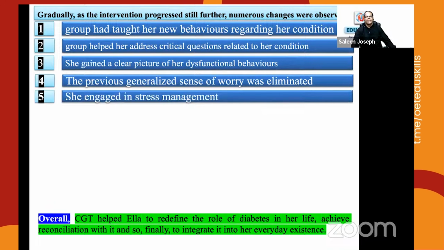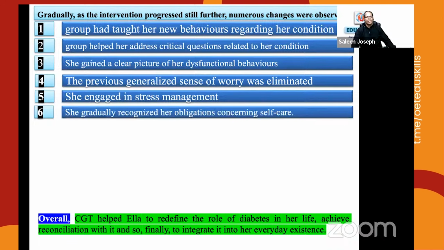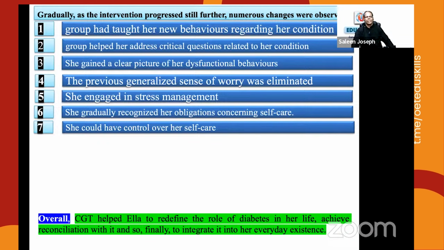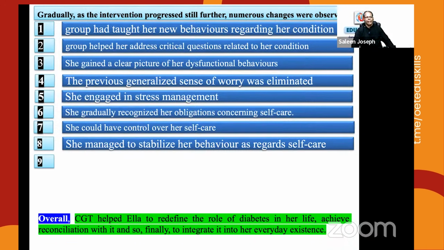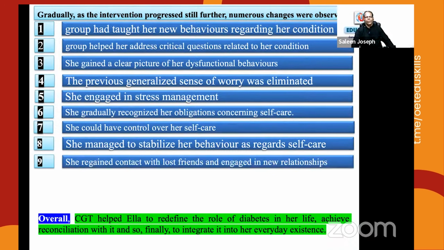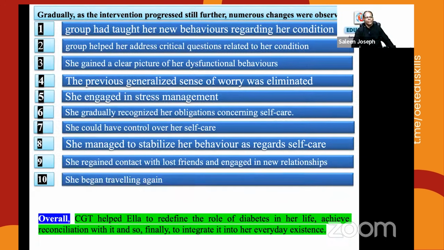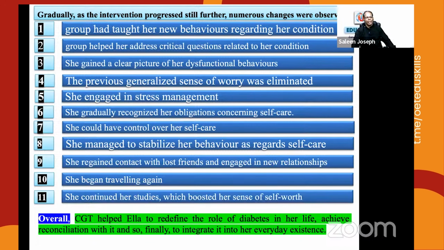5. She engaged in stress management. 6. She gradually recognized her obligations concerning self-care. 7. She could have control over self-care. 8. She managed to stabilize her behavior as regards self-care. 9. She regained contact with lost friends and engaged in new relationships. 10. She began traveling again. 11. She continued her studies, which boosted her sense of self-worth.